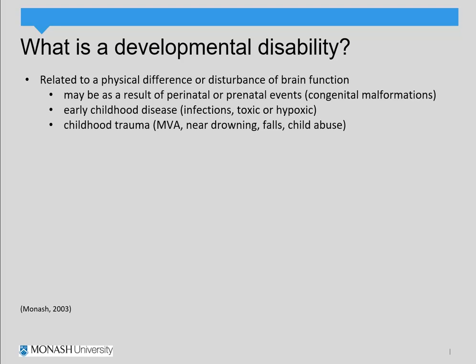It might be a result of early childhood disease, so maybe someone gets an infection, they have some sort of toxic event or some sort of hypoxic event during birth or something like that, that actually leaves them with a developmental disability. It could also be childhood trauma. So I'm talking about things like motor vehicle accidents, near drownings, significant falls. Child abuse can all be childhood trauma that leads to a developmental disability.